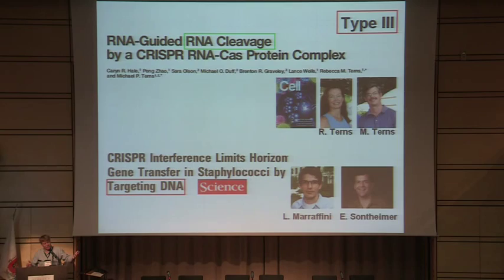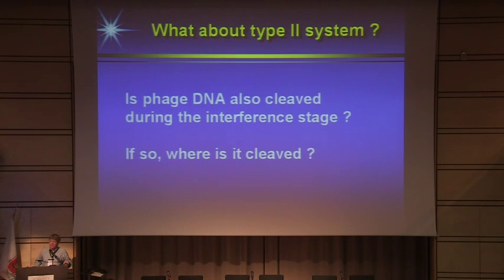So in two type 3 systems, one was targeting RNA, one was targeting DNA, and really nice work. So we're asking ourselves what's happening with the type 2A system that we are studying. Is it DNA? Is it RNA? So we put the hypothesis that phage DNA was actually the target of these small RNAs that have been produced. And if it's the DNA, it's probably going to cleave it, so where is it going to cleave it and how?